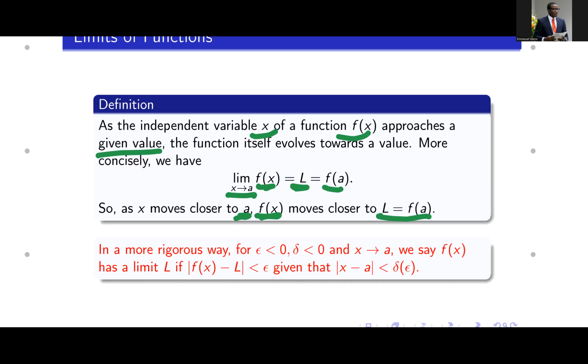So in a more rigorous way, right, for a particular epsilon, usually in mathematics, when we talk about epsilon or delta, we are talking about positive numbers that are very small, maybe 10 raised to the power minus 3, which is 0.001, or something like that, or a number that is very tiny, close to zero, but not zero. So in a more rigorous way, for epsilon less than zero, delta less than zero also, and x approaching a, we say that f of x has a limit L if the absolute value of f of x minus the limit is less than the epsilon, given that the absolute value of x minus a is less than delta of epsilon.